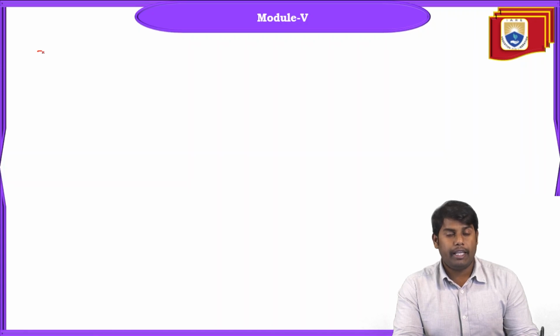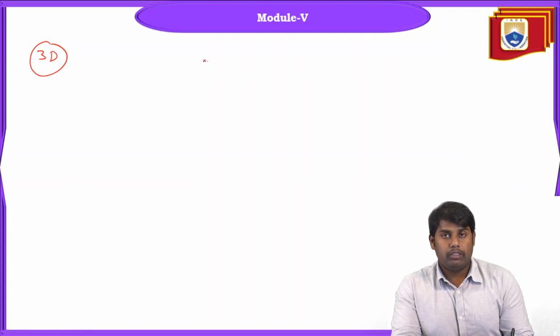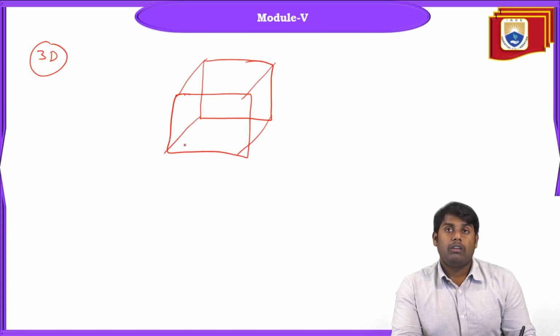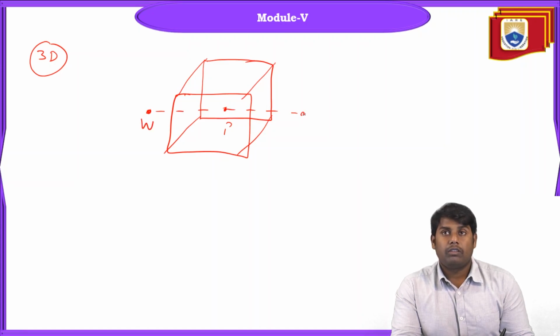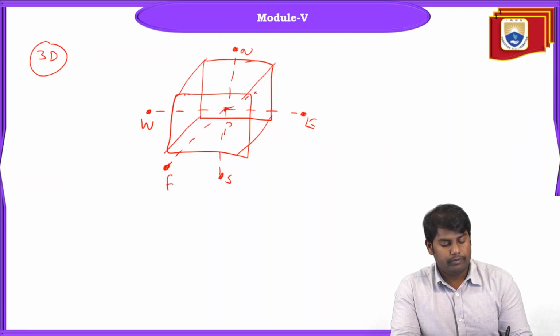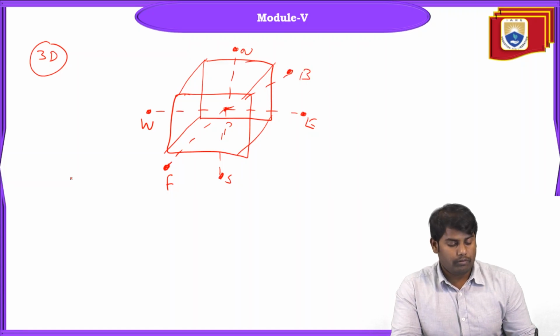Now, when you take the same convection term for 3D, what is happening? We will draw the block again. We have drawn the block. This is the point of interest P. This is the west, this is the east, this is the north, this is the south, this is front, this is back. Okay.